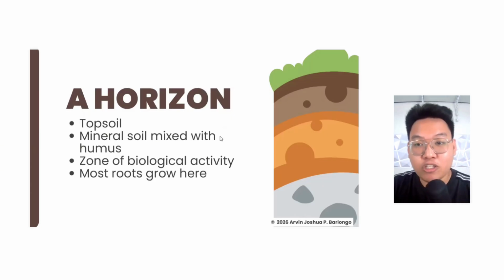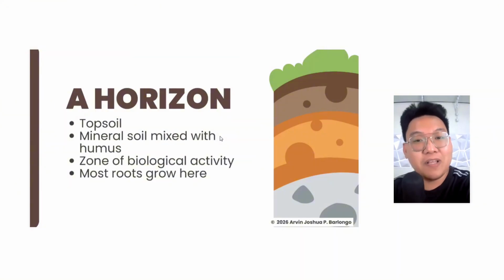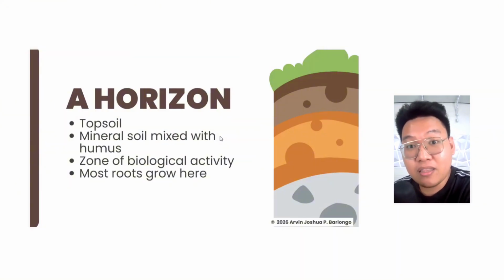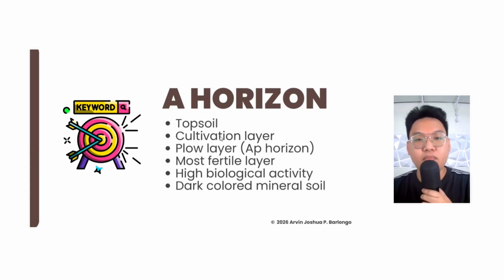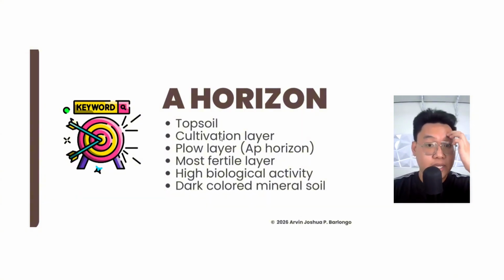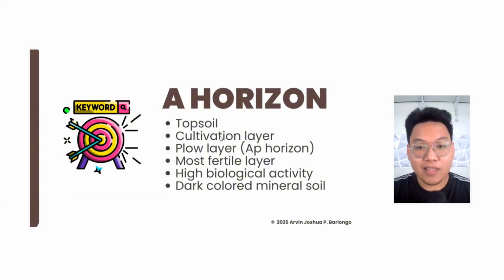Tapos mataas ang biological activity, kaya siya parang brownish na. So it means possible na yung mga nasa kulay green kanina, ito na yung na-decompose na sila dito sa portion na to. Kaya from green, naging brown na siya. So it is the cultivation layer. It is also the plow layer. And it is the most fertile layer kasi mataas ang biological activity.